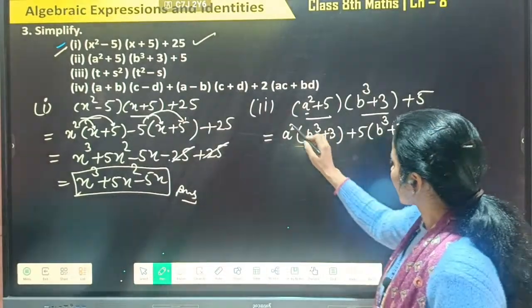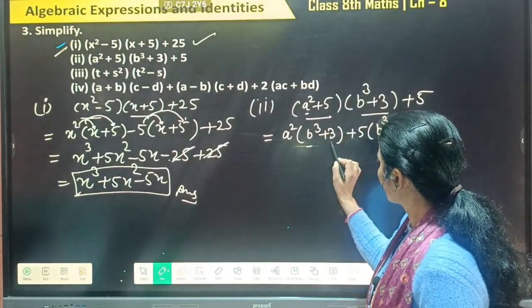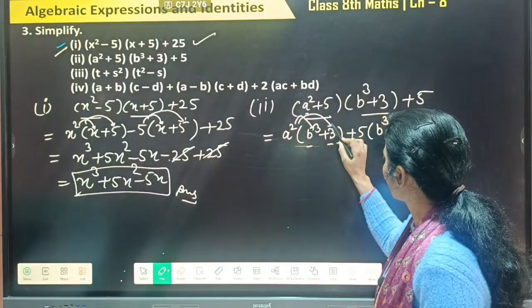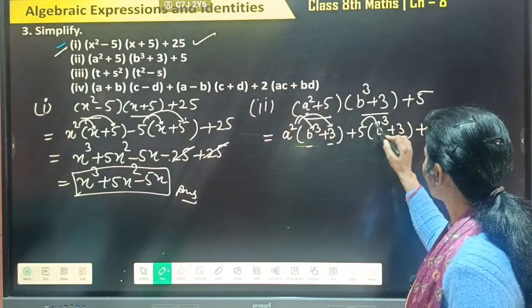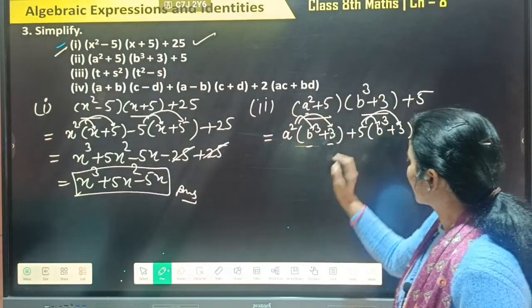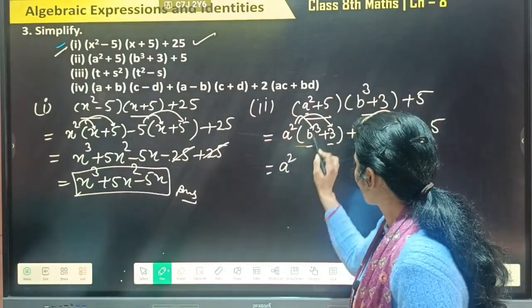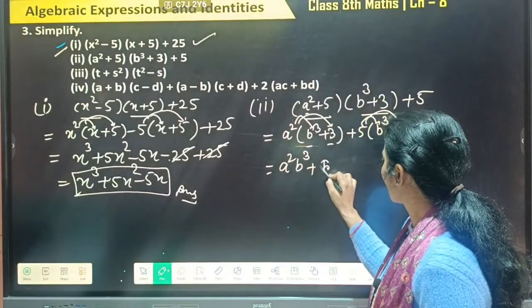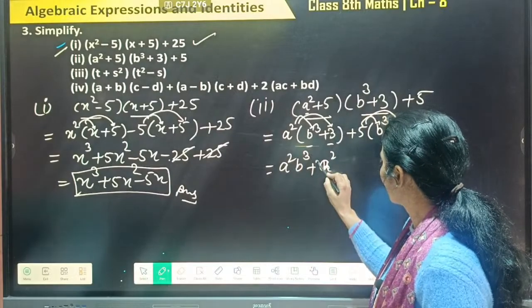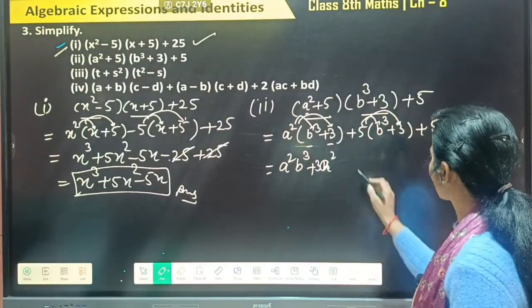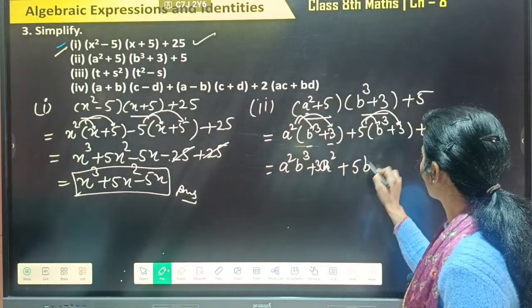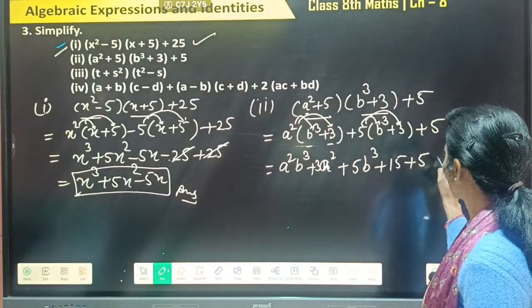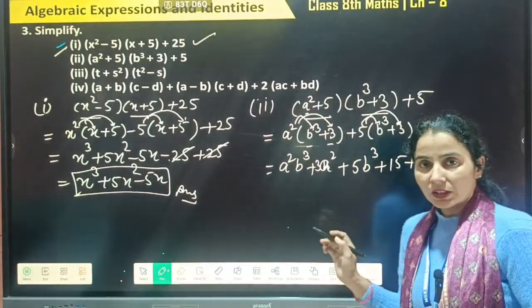Now see, this a² must be multiplied with each term of this expression. a² first with b³ and then with 3. 5 first with b³ and then with 3. Multiply. This will be a²b³, plus a² and this 3 will be as it is, 3a², plus 5b³, plus 5 3s are 15, plus 5. Now I multiplied these two binomials.